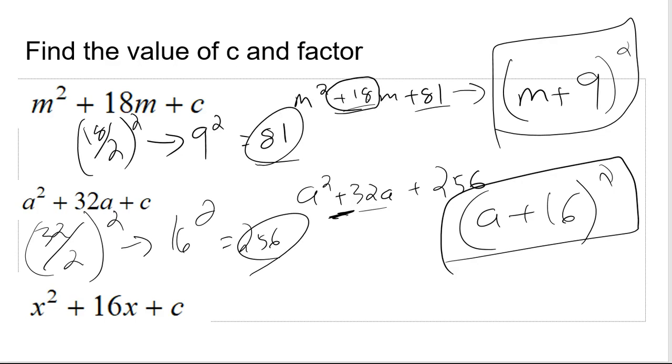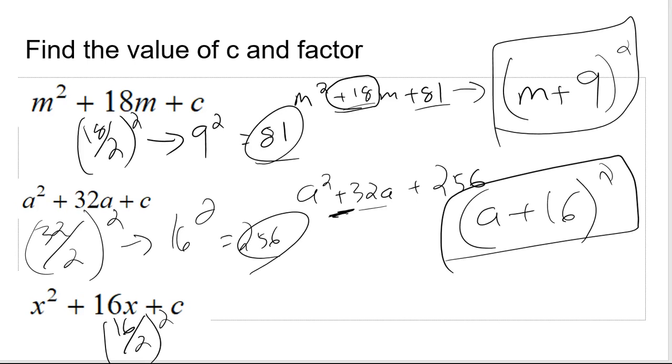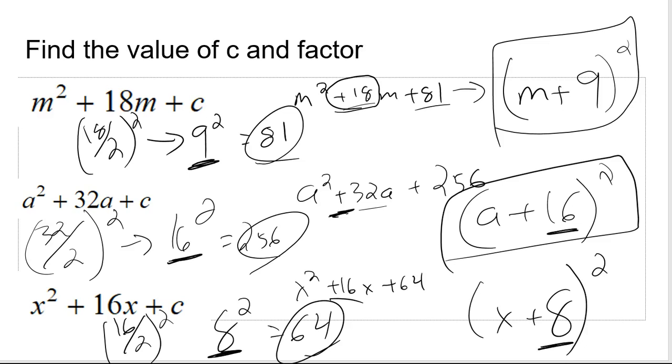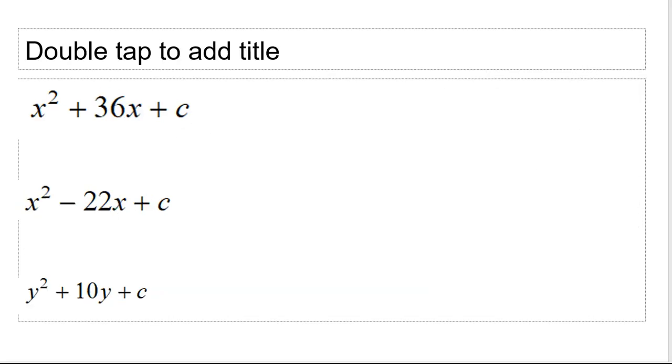Alright, down here, hopefully you can start doing these on your own before I do them, but 16 divided by 2 squared, 16 divided by 2 is 8 squared, equals 64. That means x squared plus 16x plus 64. So that means we're going to start with an x. This 16 is positive, so we're going to add, half of 16 is 8. There you go. If you guys notice, these numbers here are the same numbers here. Good coincidence.